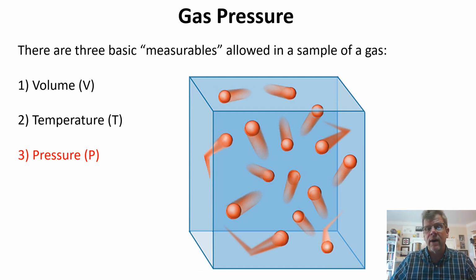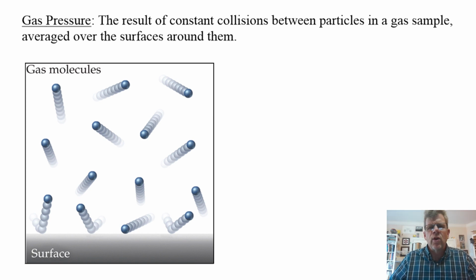If there were no gas in there to create these impingements on the inside surfaces of the container, there would be a vacuum in there. And the outside air pressure, the particles impinging on the outside of the container, would be pushing in, trying to destroy that vacuum. So if we had to put a definition to the idea of gas pressure, the way I just described it in the previous slide, it would be the result of constant collisions between particles in a gas sample averaged over the surfaces around them.